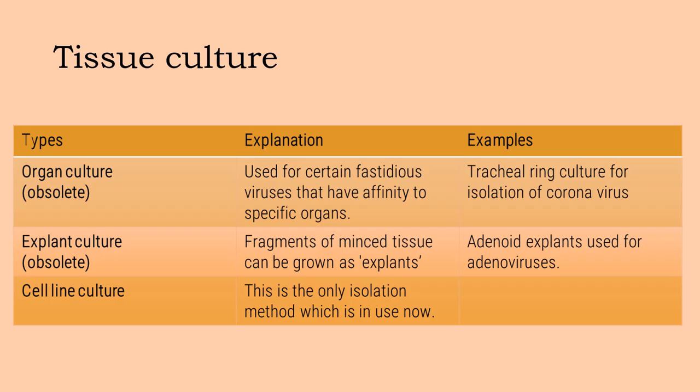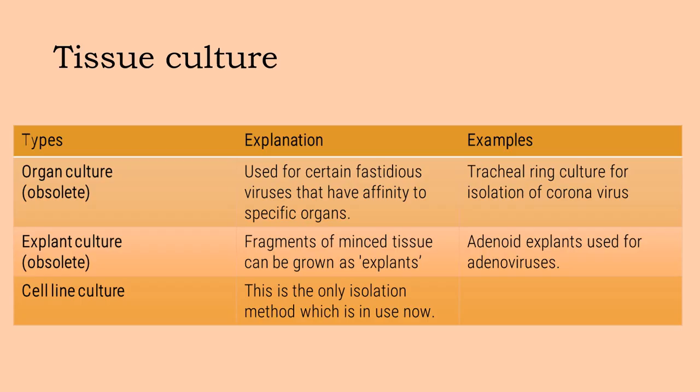Then came the tissue culture. The first one was they took the organ as such and tried to grow the virus, but unfortunately it has a very limited lifespan. The example was tracheal ring culture for isolation of coronavirus. Then you have the explant culture where you take particular cells from the organ, minced tissue, and use it for growing the viruses. For example, adenoid explants were used for adenovirus. Again, that has a very limited growth time, after which the cells become unusable.